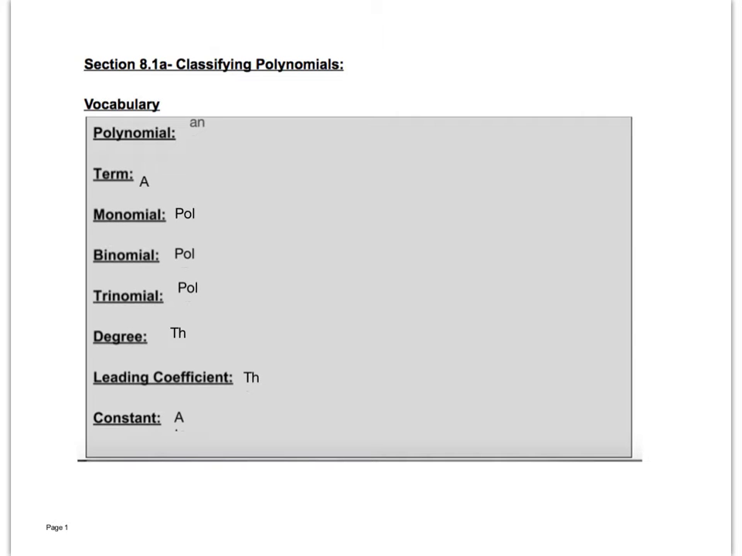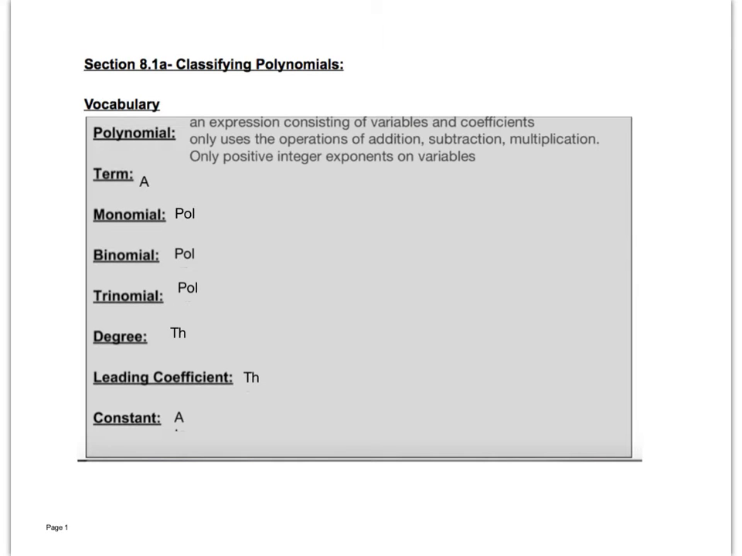This is going to be a video or set of videos about polynomials. First, we've got to review some of the terms, and some of you may or may not have ever done this before, but a polynomial is an expression, meaning not an equal sign, an expression consisting of variables and coefficients. Remember, coefficients are just numbers in front of variables. So if you have 2x, 2 is the coefficient, the x is the variable. Or if you have 2xy, 2 is the coefficient, x and y are the variables.